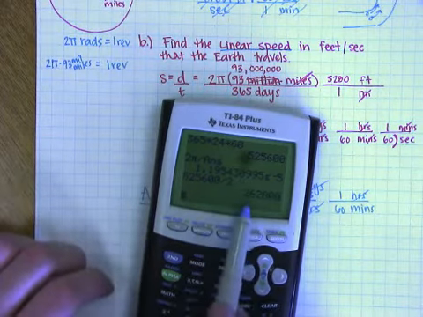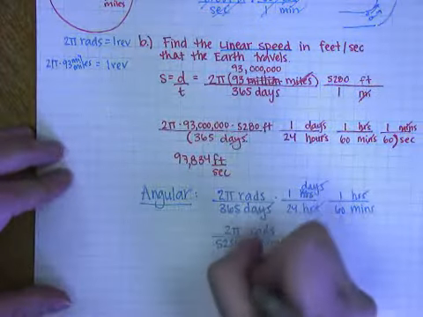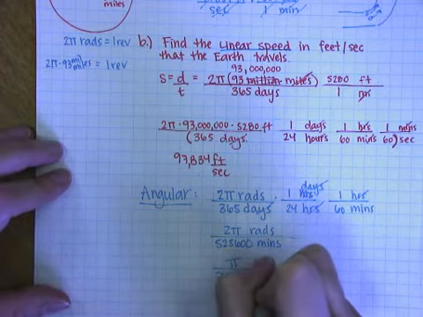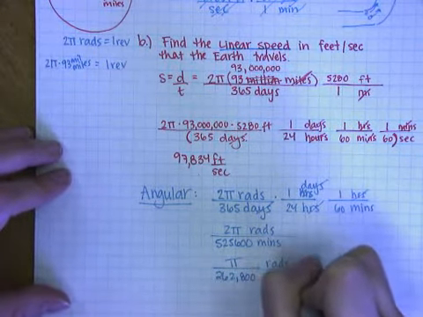So let's see, that would go in 262,800 times. So we're going to get pi over 262,800 radians per minute.